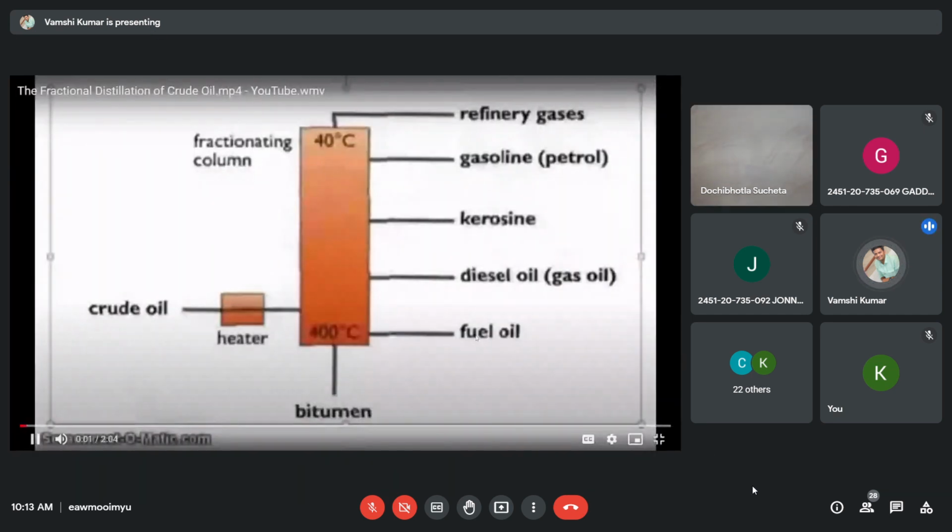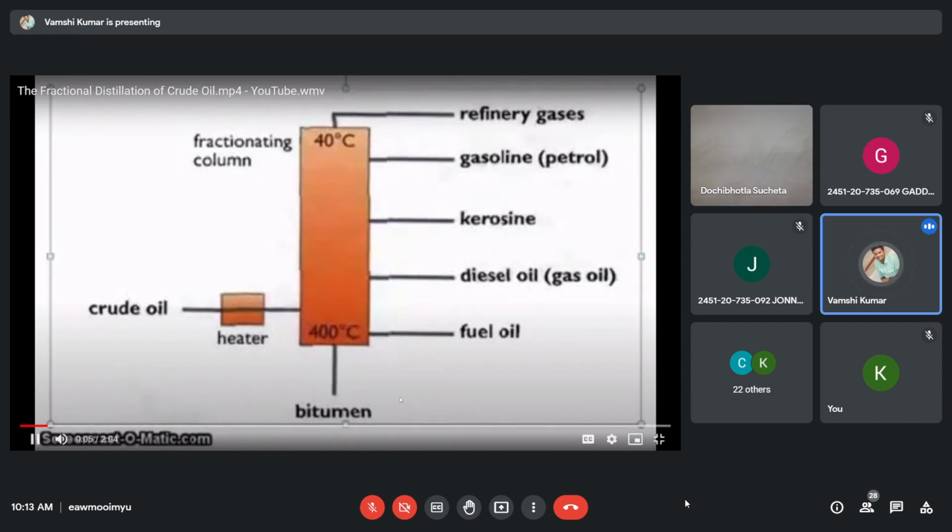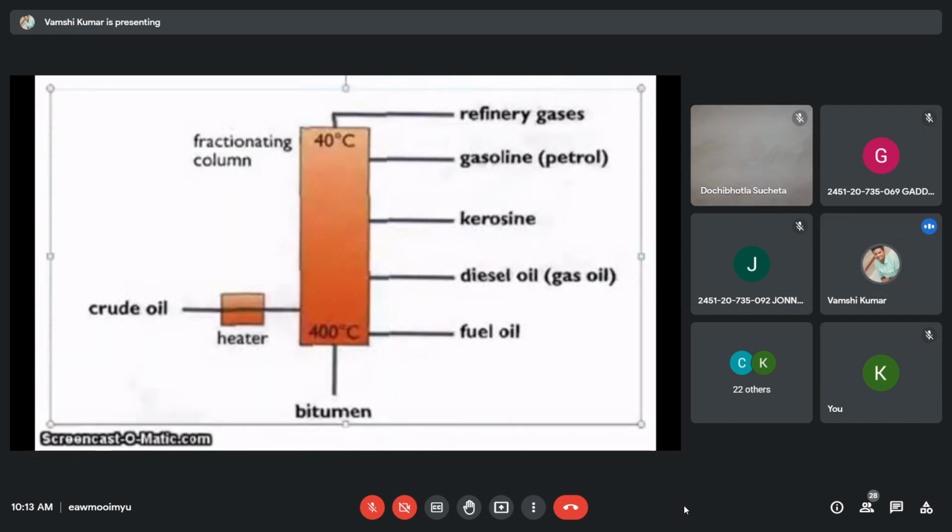Here we have a diagram. This diagram represents the fractional distillation of crude oil. Crude oil is a naturally occurring liquid found deep in the Earth's crust. It is a mixture of different hydrocarbons, and is totally useless on its own. But the different hydrocarbons in the crude oil are each useful, and we use them in everyday life.